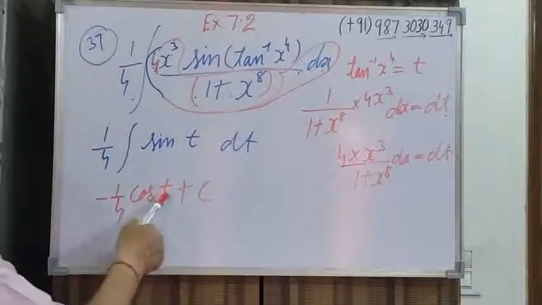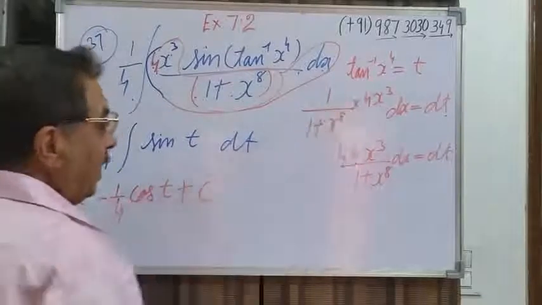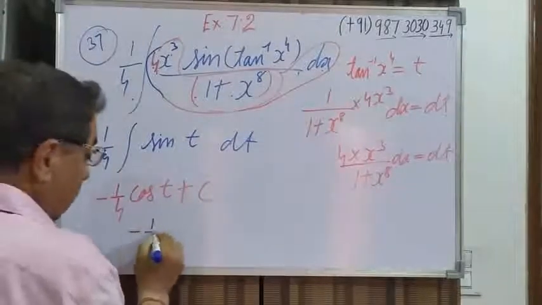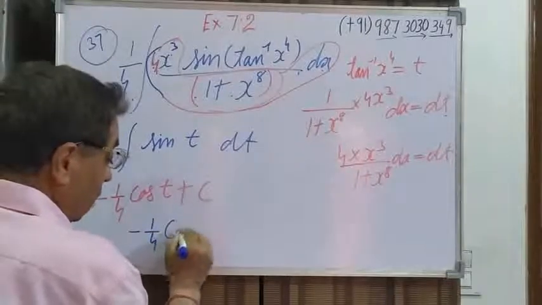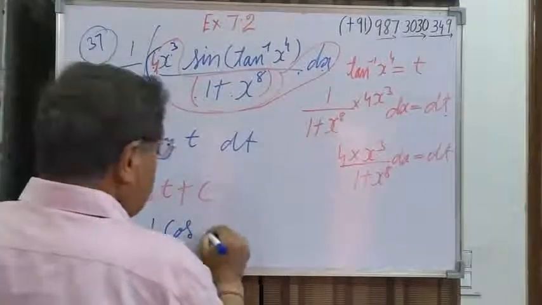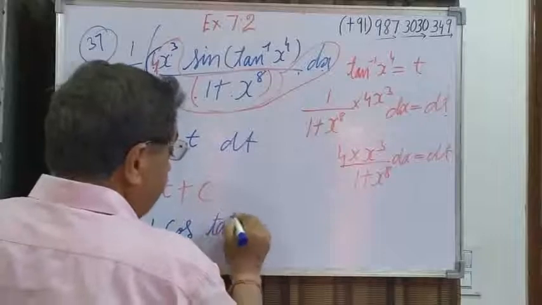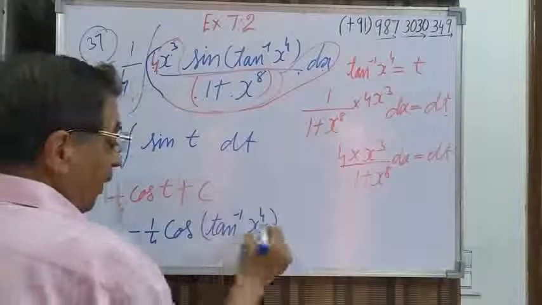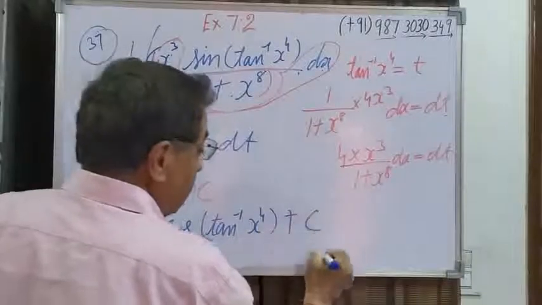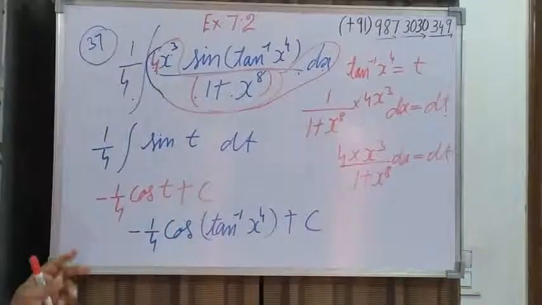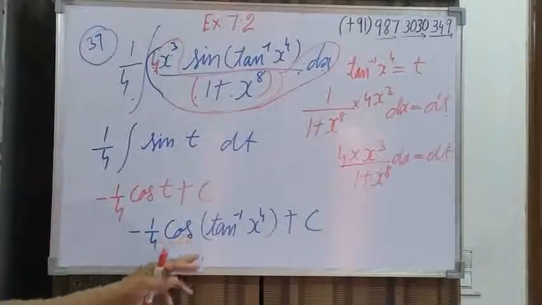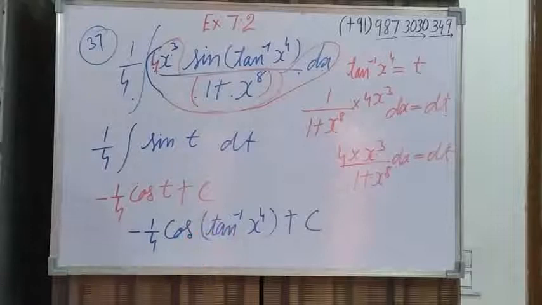Now what is t? We have taken t as tan inverse x to the power 4. If I write back the value of t, it is minus 1 by 4 cos of tan inverse x to the power 4 plus c. So that is the final answer of question number 37: minus 1 by 4 cos tan inverse x to the power 4 plus c.